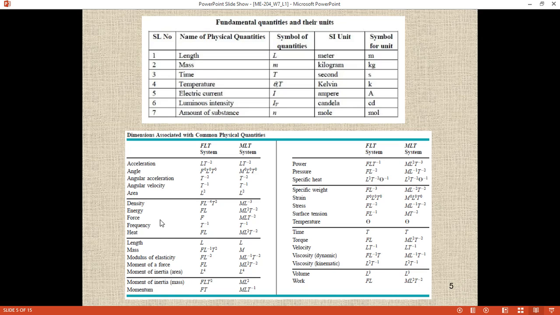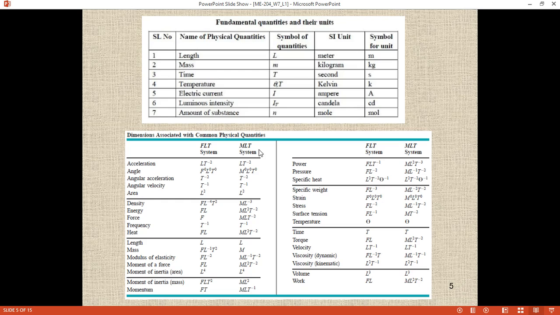Here are some physical quantities and derived dimensions mentioned, which you can either memorize or you should know how to derive. These are the physical quantities written in the form of dimensions, in the FLT system and in the MLT system.